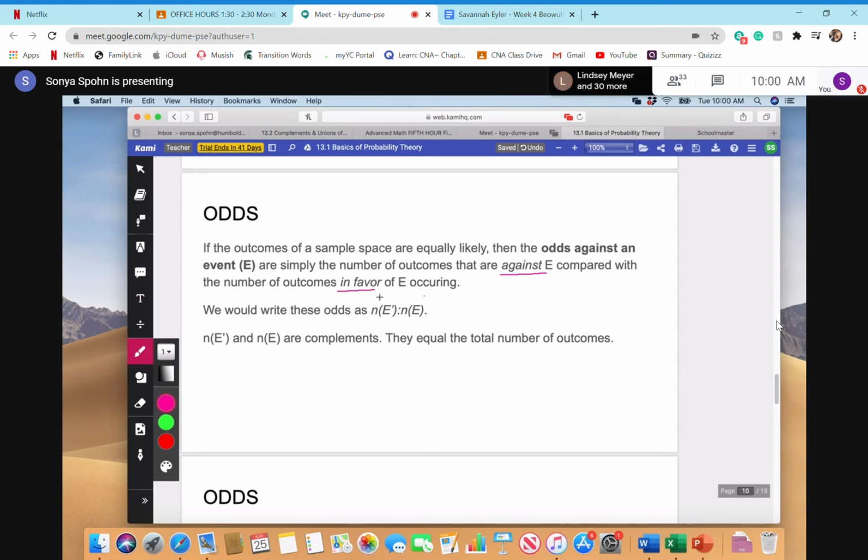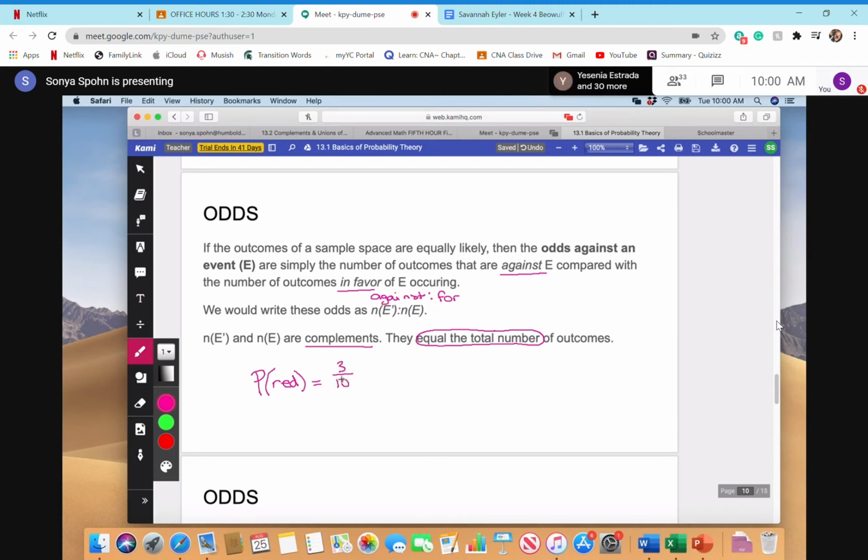In this one, this is against. And this is for, or in favor of. You could switch it around, because you might be asked for the odds for something. These two things are called complements because they equal the total number. So they're like probability, but not necessarily the same. We can think of this as a very simple problem. If I compare it with probability, let's say the probability of picking a red marble in a bag is 3 out of 10.